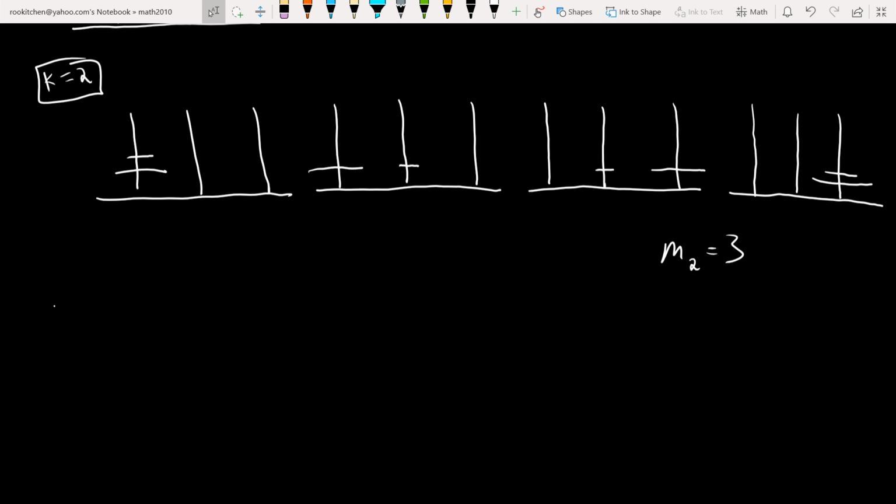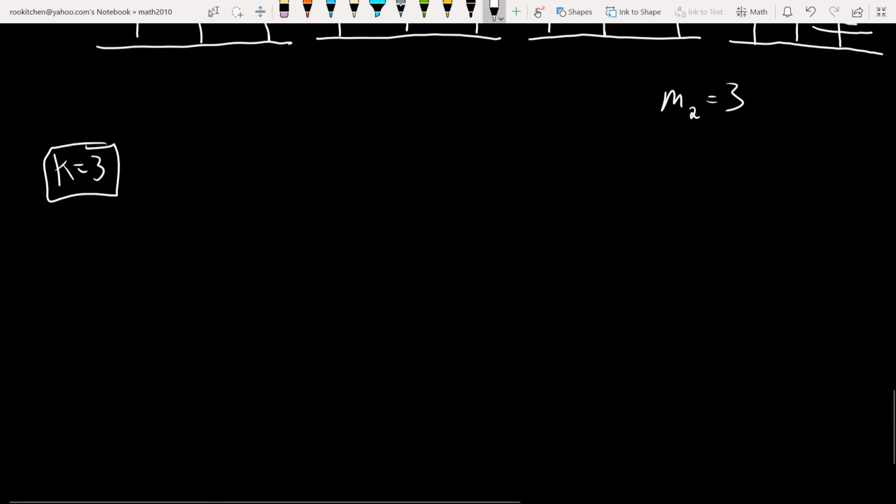And what you're doing is kind of looking for patterns. Okay? You're iterating to find a pattern. K equals 3.